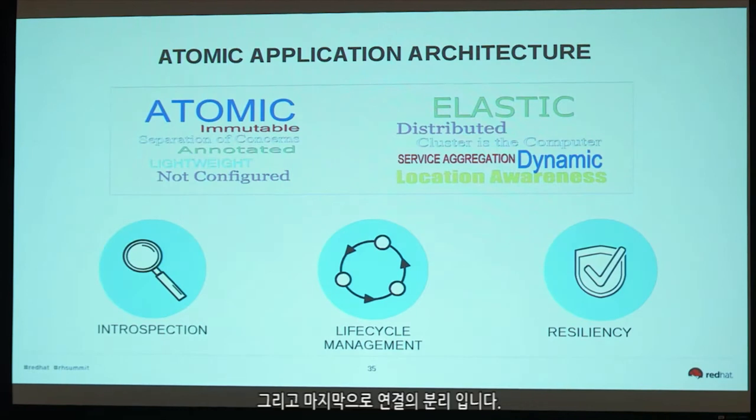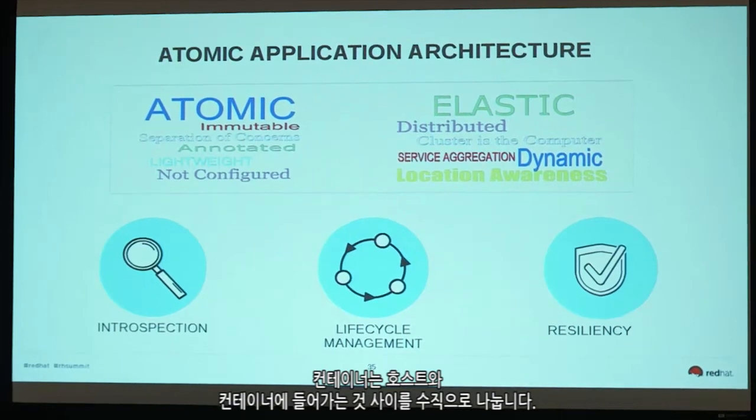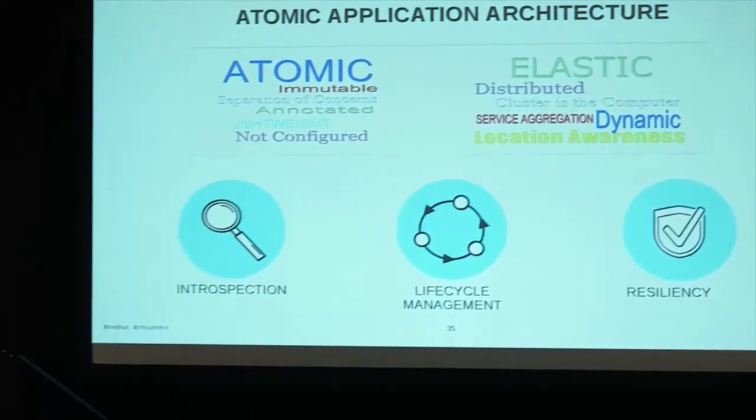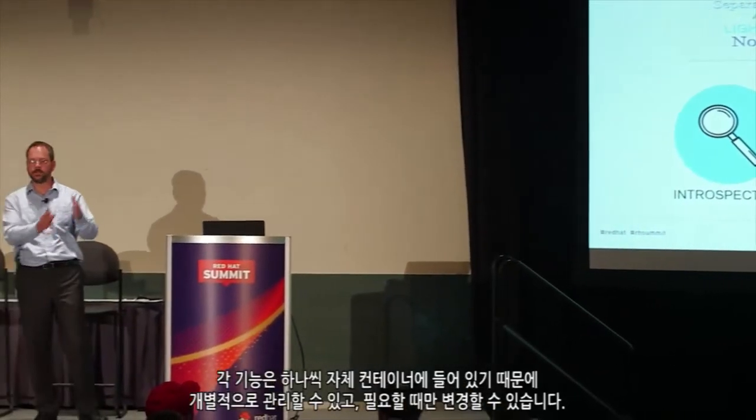And last but not least, it's about separation of concerns. Containers draw this vertical divide between the host and what goes into the containers. With the minimalization, we can drive a horizontal separation of concern. Every single function in its own container, so we can manage them individually. We can make a change only when it's necessary. And of course, we have to be able to do this at scale, which gets me to the right side.